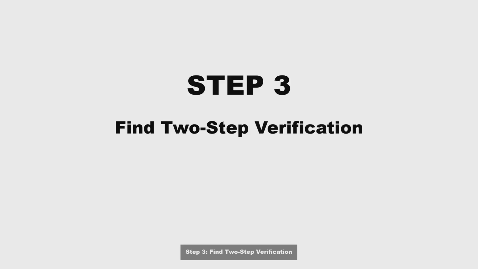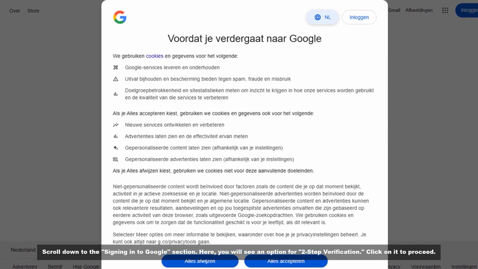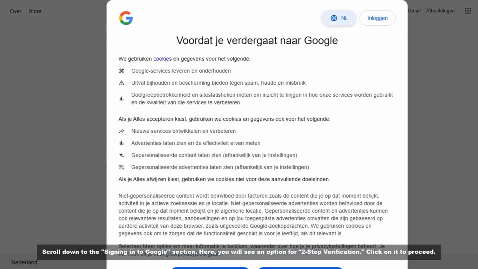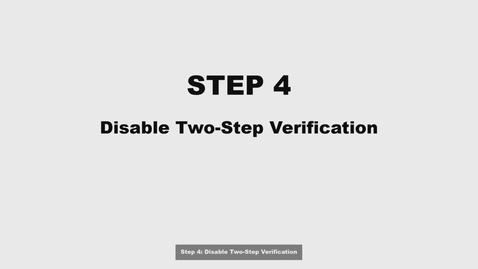Step 3. Find two-step verification. Scroll down to the Signing into Google section. Here, you will see an option for two-step verification. Click on it to proceed.